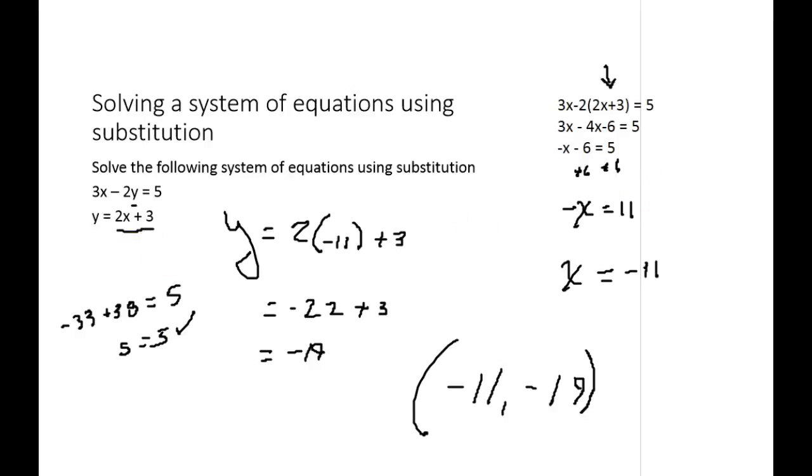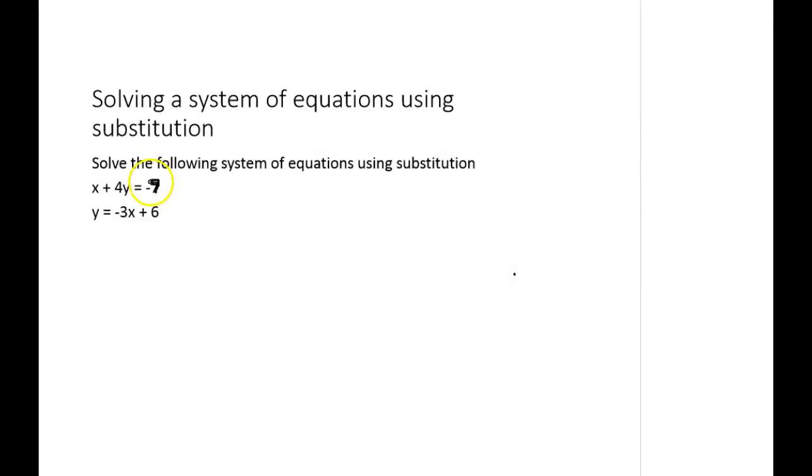Let's look at another one of these. On this one, I had to change that value there. It originally said negative 7, but that is a negative 9. So I'm going to plug in a y of negative 3x plus 6 for the y above. So I get x plus 4 times (negative 3x plus 6) equals negative 9.